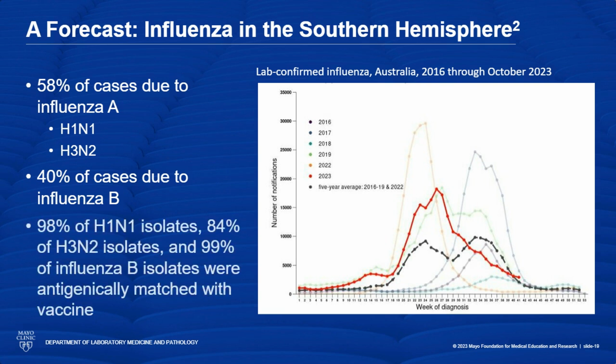The good news from the Australian experience is when they typed these strains, they found that 98% of the H1N1 pandemic 2009 isolates, 84% of the H3N2 isolates, and almost all of the influenza B isolates antigenically matched with the vaccine. So in other words, the vaccine that was being utilized was a strong match for the strains that were in circulation. In other words, the vaccine should provide good protection for those who received it.